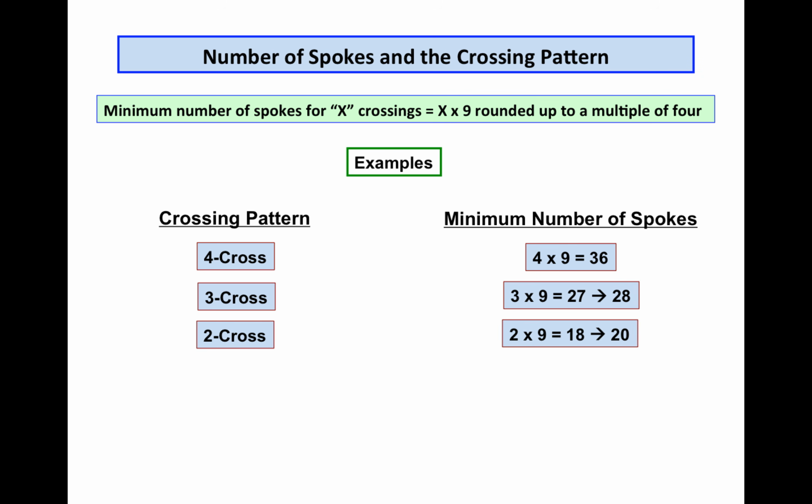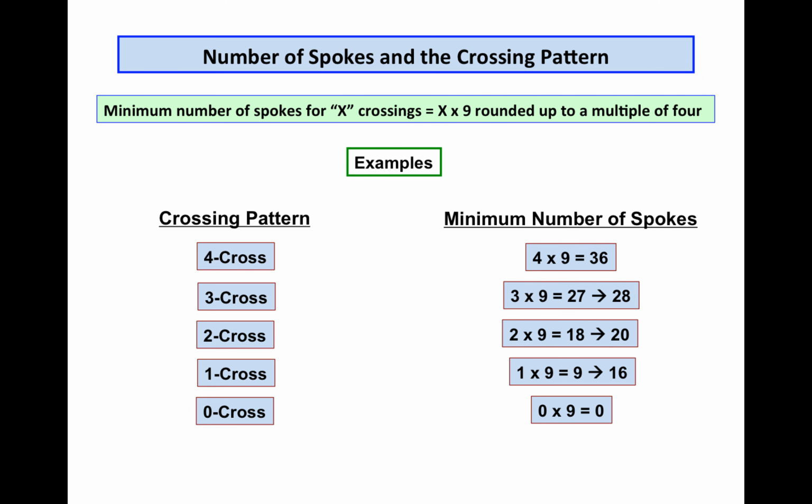For a 2-cross, I have to have a minimum of 2 times 9, which is 18, which I round up to 20 spokes. For a 1-cross pattern, I have to have a minimum of 16 spokes. And for a 0-cross or radial, there is no minimum. In each of these situations, with the exception of the last one, the product, or the number that the product is rounded up to, that is 36, 28, 20, and 16, are all multiples of 4.